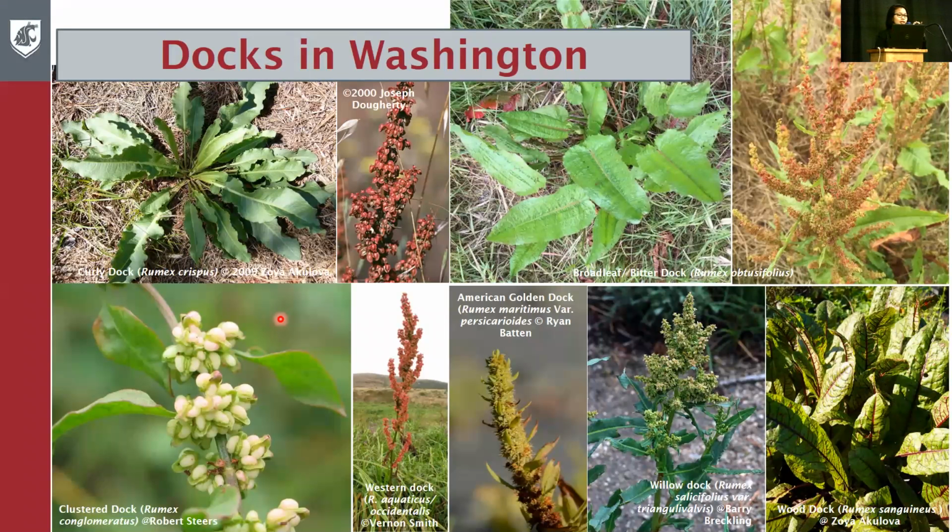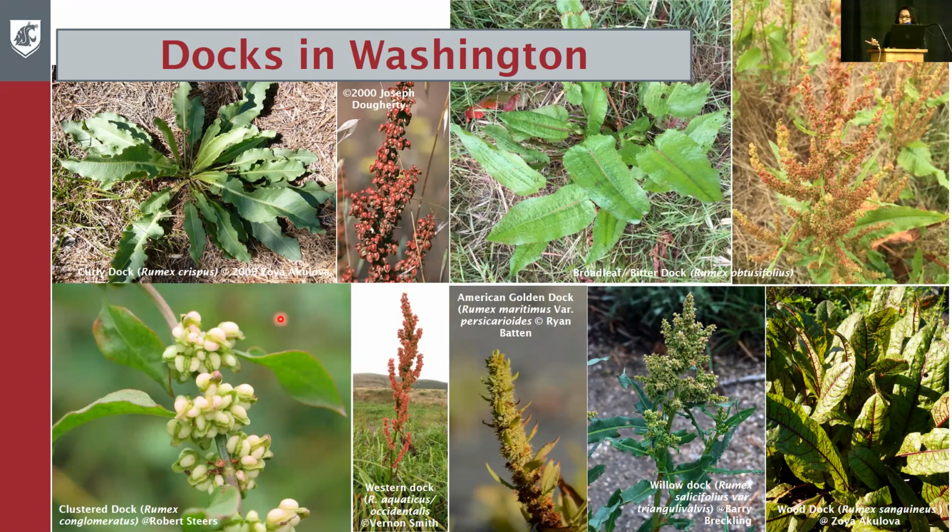As we are going to talk about broadleaf dock, I wanted to know if you are familiar with it. Dock is actually a common name that can refer to several different species of the Rumex genus. Broadleaf dock in Latin is Rumex obtusifolius. If we search for dock in the USDA plants database, we can find about 12 species within the same genus, Rumex.